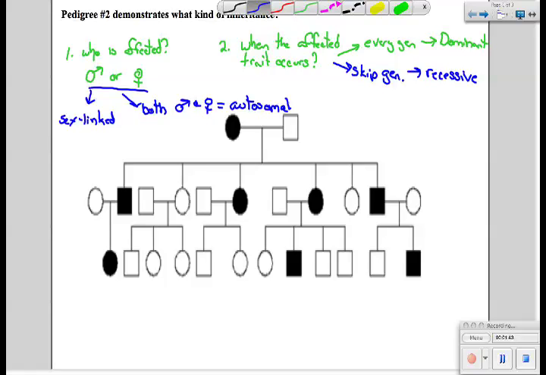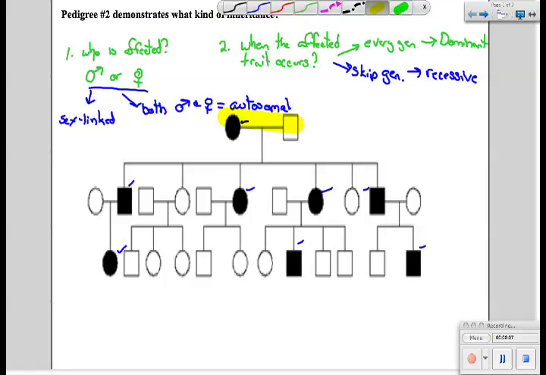So let's take step 1. 1, 2, 3, 4 females are affected in this case, and 1, 2, 3, 4 males are affected in this case. So this clearly tells us that this is an autosomal trait because both men and women are affected, and they're also affected pretty equally, in this case exactly equal.